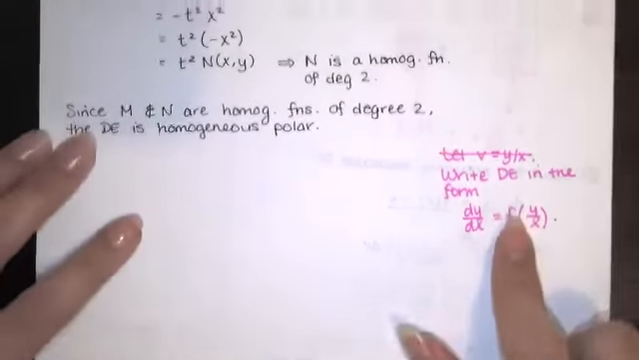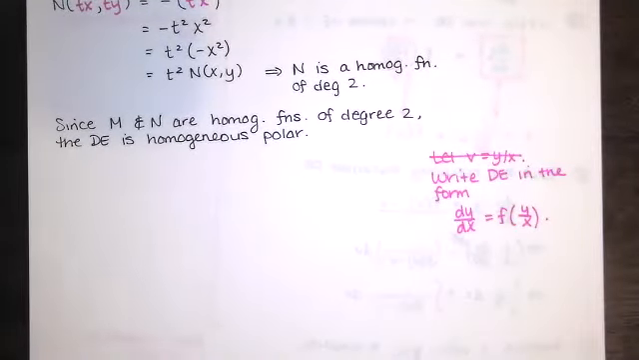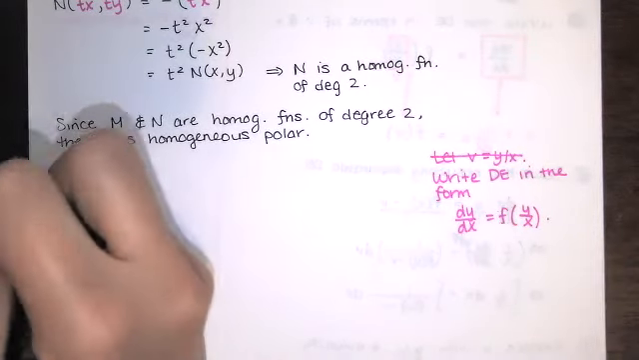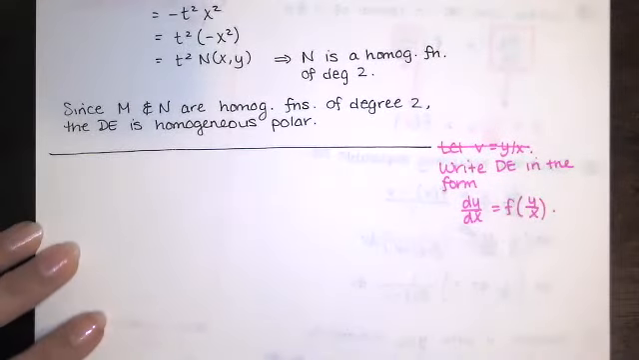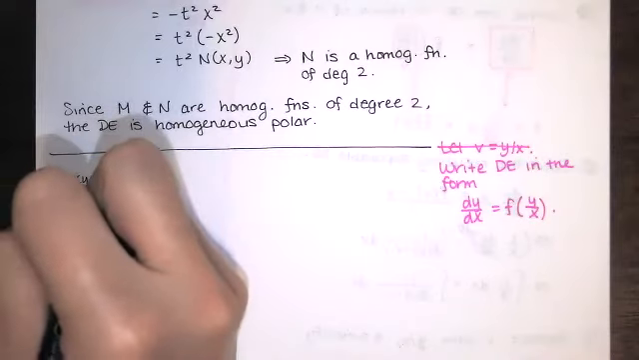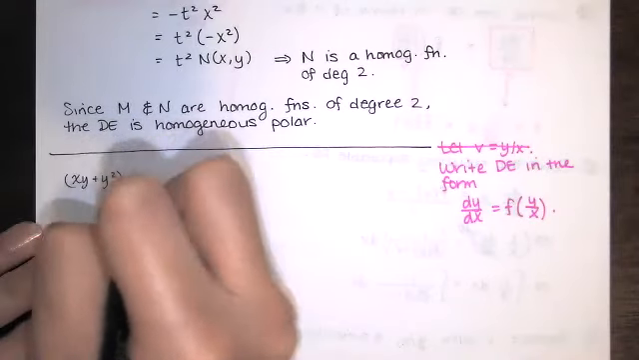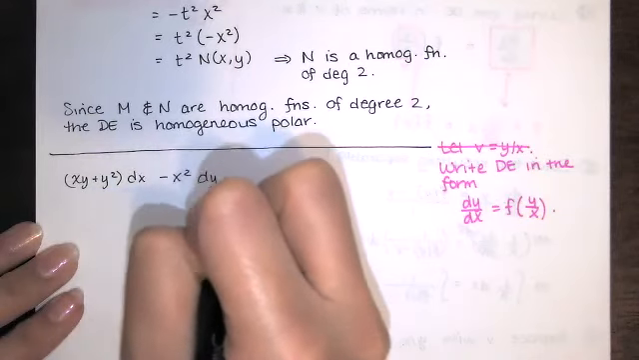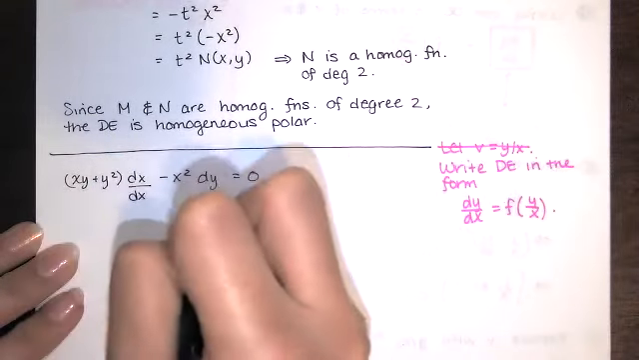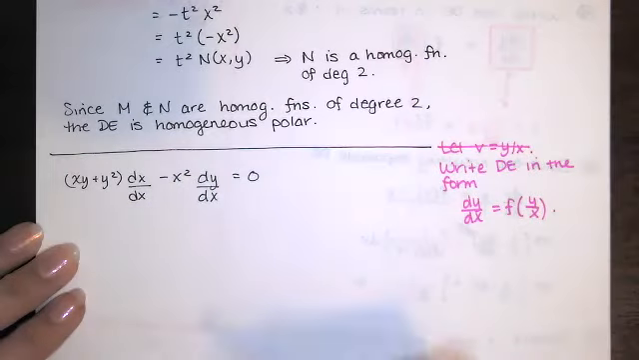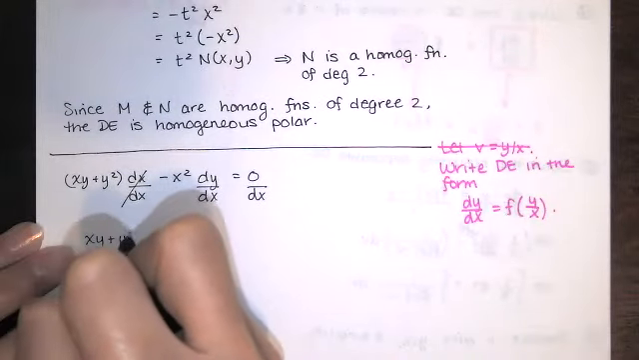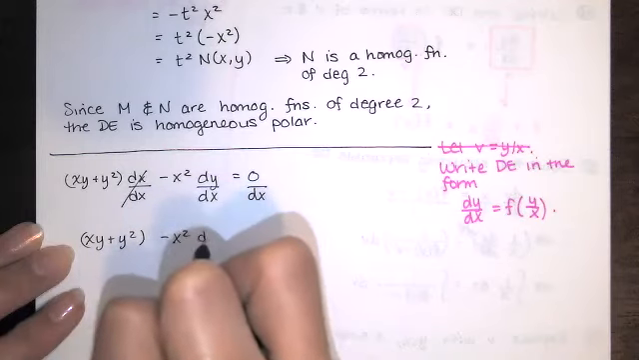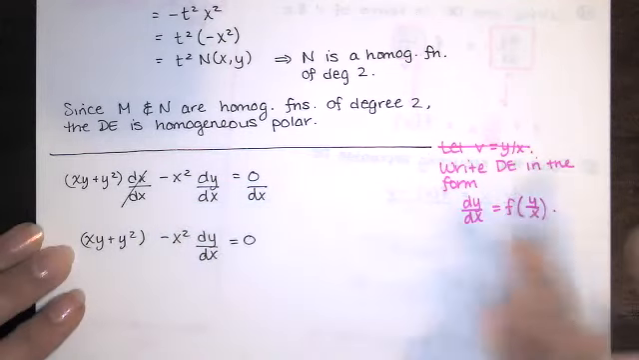So if you wanted to, rather than doing this, you could solve for dy/dx and do this step first. That would also confirm it. And that'd be good because it's the first step in the method anyway. We've got (xy plus y squared) dx minus x squared dy equals 0. Let's divide everything by dx. Of course, 0 divided by dx is just 0. So we end up with (xy plus y squared) minus x squared dy/dx equals 0.